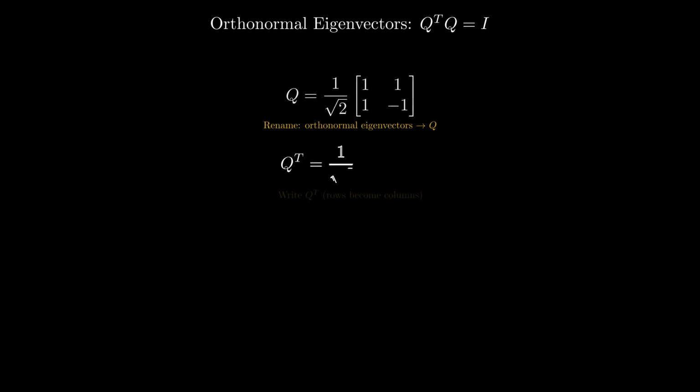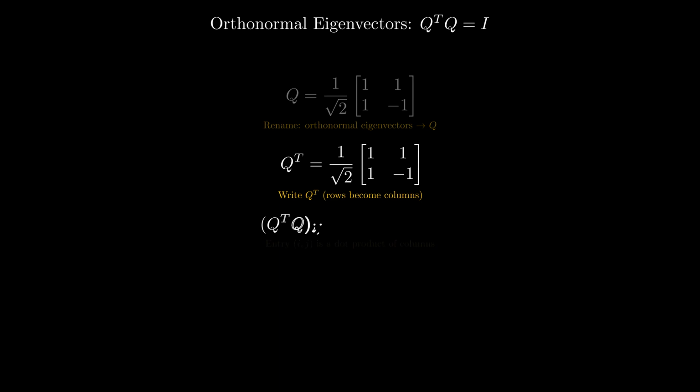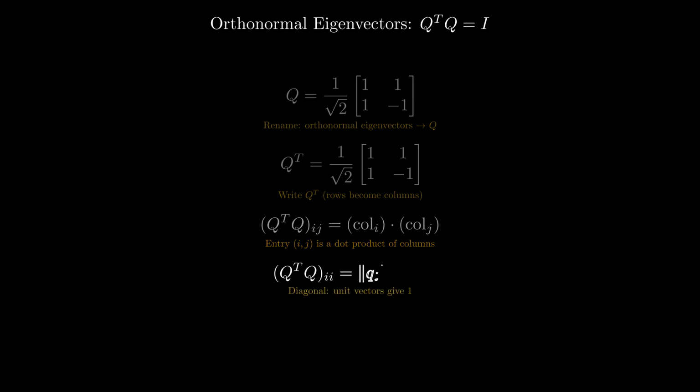We call it Q, and Q has a magical property. Q transpose times Q equals the identity matrix. Why is this true? Look at the entry in row I, column J of Q transpose Q. It is exactly the dot product of column I of Q with column J of Q.